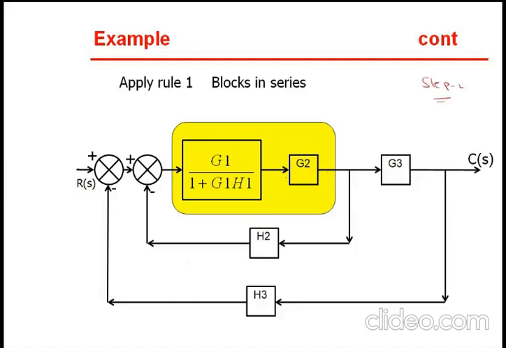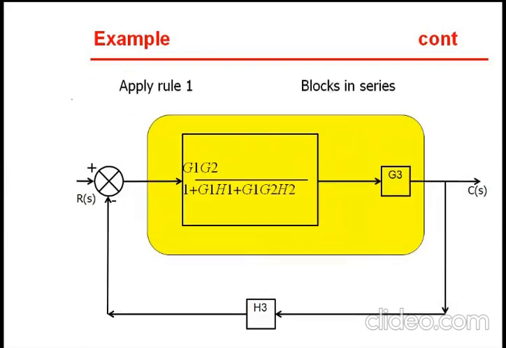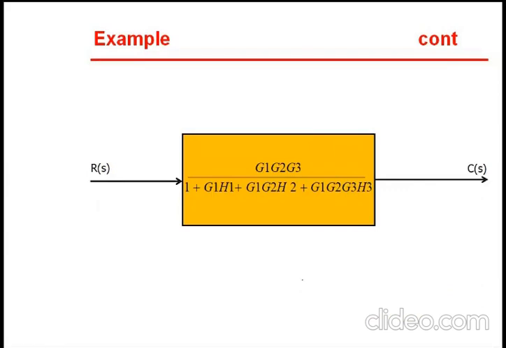The second step is to eliminate this series block. The third step is to eliminate this H2. When we eliminate it, immediately this resultant block will be in series. That will be your fourth step: these two blocks are in series. And finally, the last step, the fifth step, is eliminating this H3 block. Then you will get the final answer as G1 G2 by 1 plus G1 H1 and G2 H2.